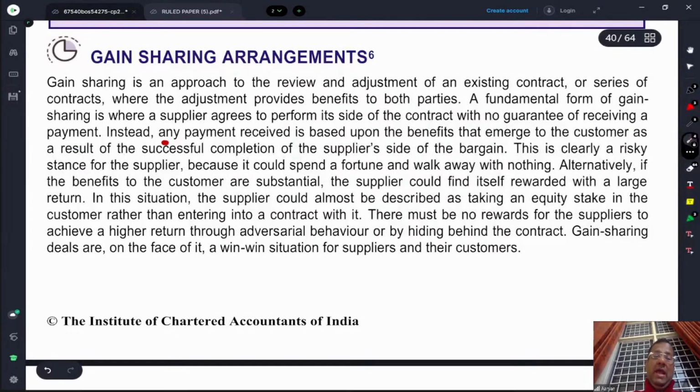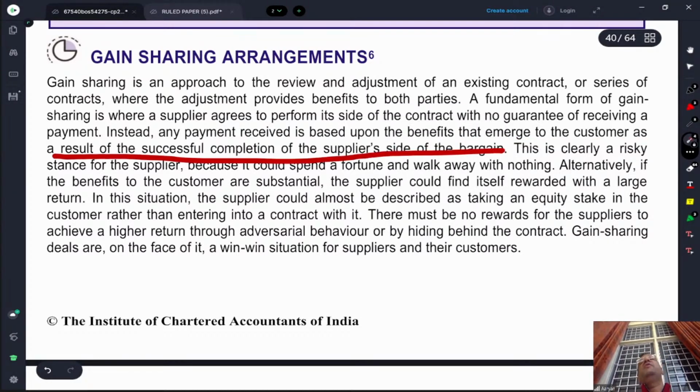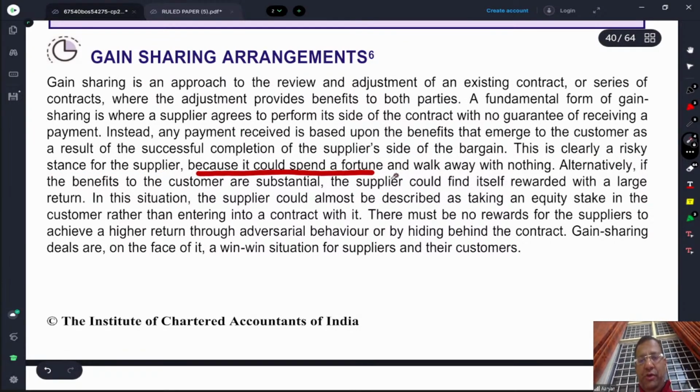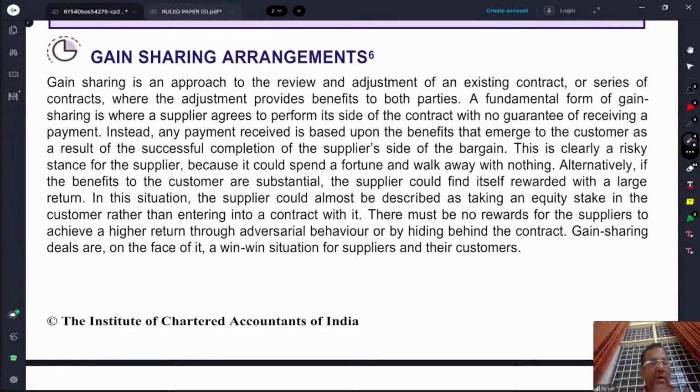Any payment received is based upon the benefit that emerged to the customer as a result of the successful completion of the supplier side of the bargain. This is clearly a risky stance for the supplier because it could spend a fortune and walk away with nothing. Now, what does prima facie this 4 to 5 lines tell us to communicate?